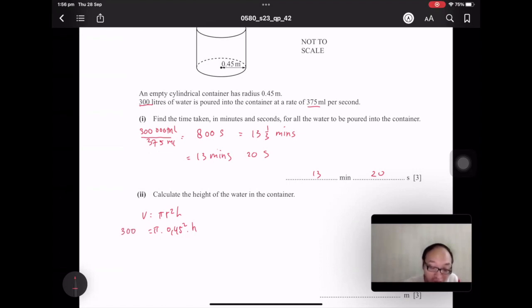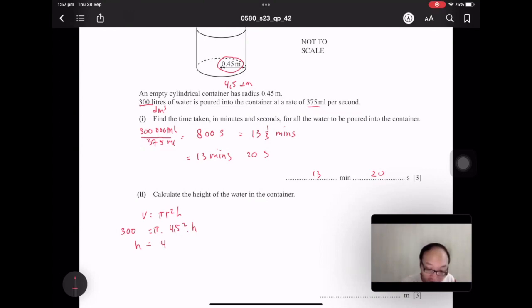So if we put the 300 liters here, we have to make the same units. So the liter is decimeter cubed. So that means we can find the radius in terms of decimeters. So we use the 4.5. So the height will be 300 divided by 4.5 squared, divided by pi.